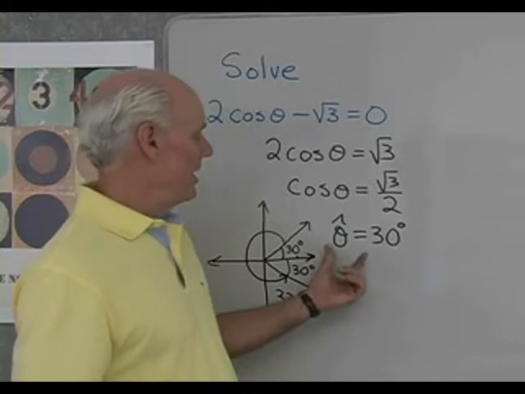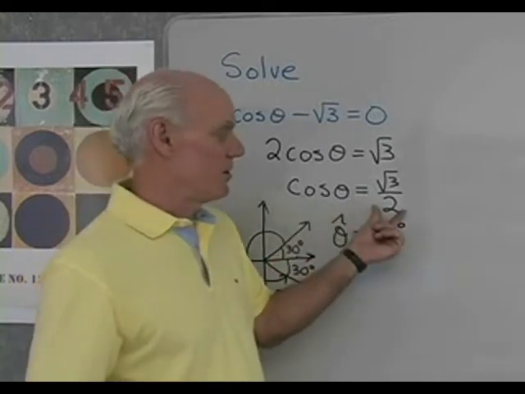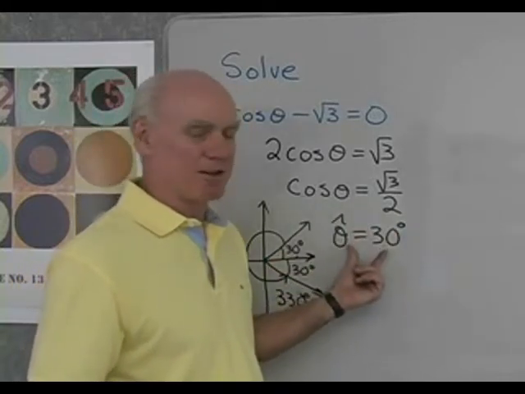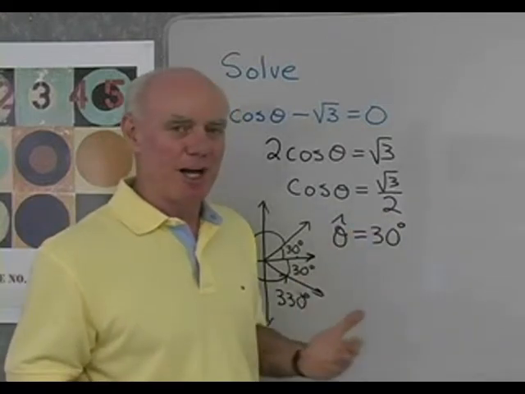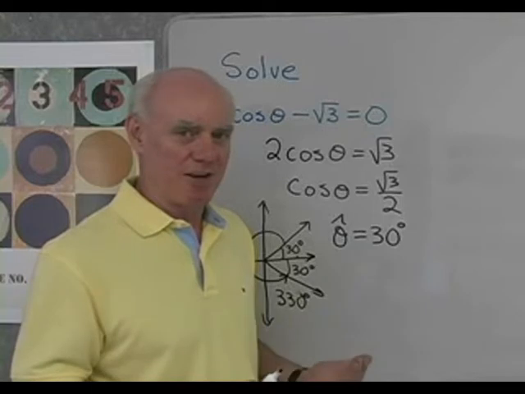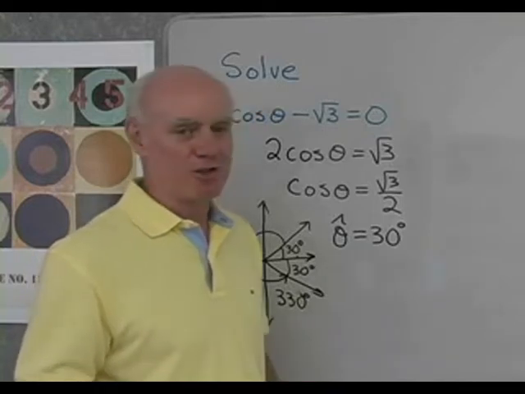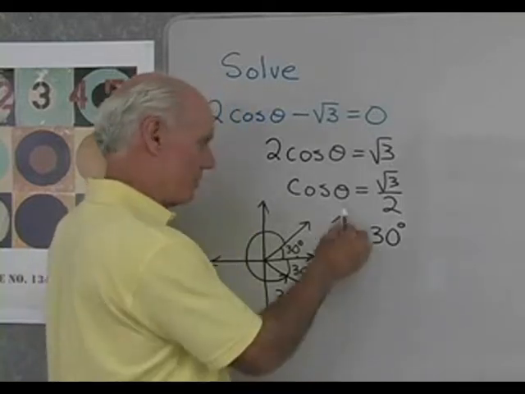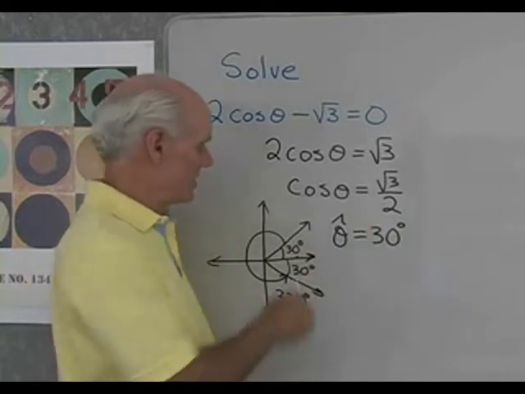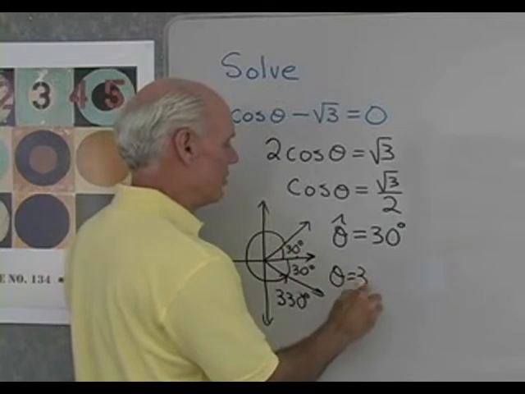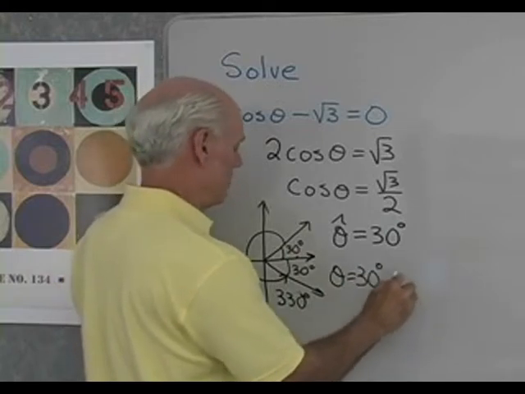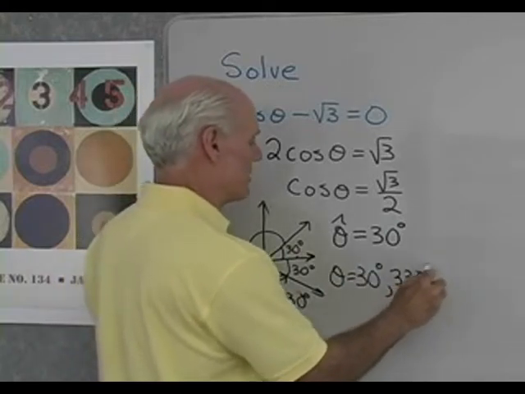So right away, if cosine theta is equal to square root 3 over 2, that tells me that the reference angle is 30 degrees. Then I know that there are two possible angles between 0 and 360 that have this for a reference angle and where the cosine is positive, and that's going to be in quadrants 1 and 4. So that tells me that theta is equal to 30 degrees and theta is equal to 330 degrees.